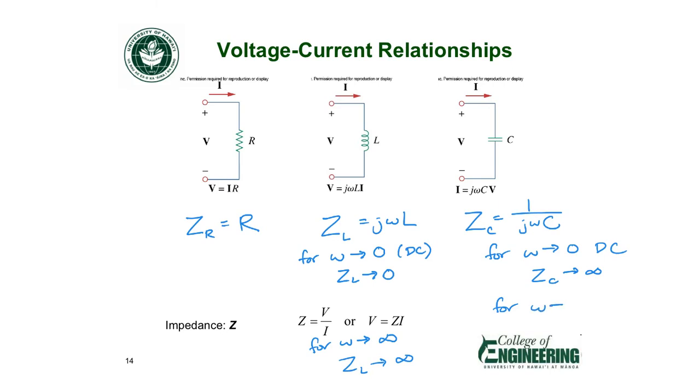But now what happens if we make the frequency high frequency? So frequency becomes infinite. Now the capacitor impedance goes to 0. So capacitors are going to block DC, but they're going to be like a short circuit the higher in frequency you go. So the exact opposite case of an inductor.